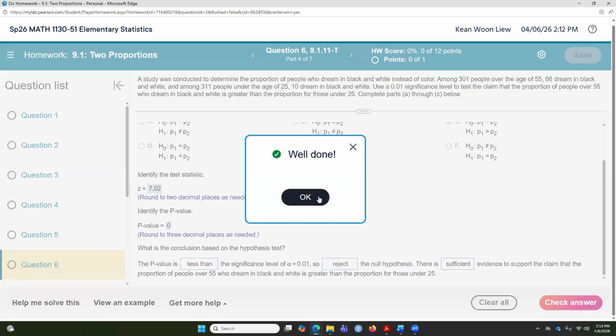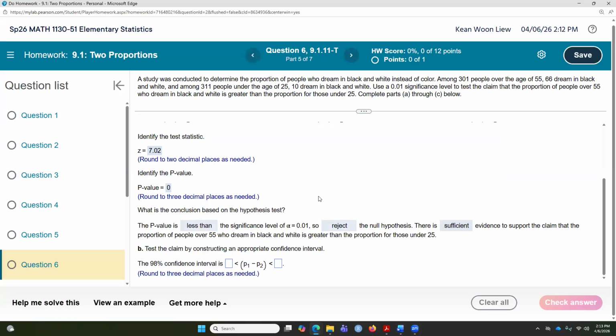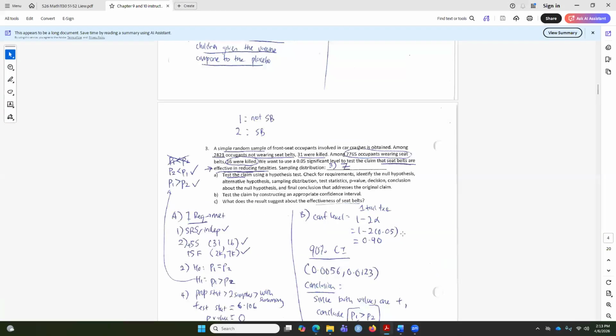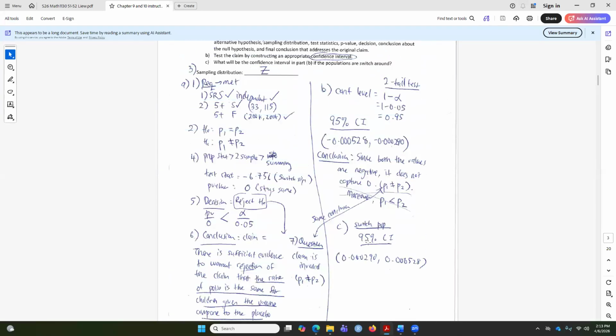Okay. Now, the next question asks us to find the confidence interval. Usually the question here did not give us a 98%, so you have to figure it out. Because this is a one-tail test, or what we call a right tail test because it's greater than, we have to use 1 minus 2 alpha. Make sure you know that this is very important. If you have a one-tail test, you use 1 minus 2 alpha as your confidence level. If you have a two-tail test, your confidence level is 1 minus alpha. So make sure you know the difference here.